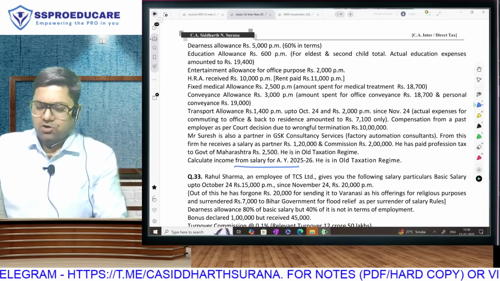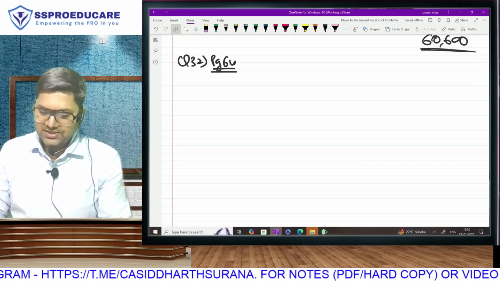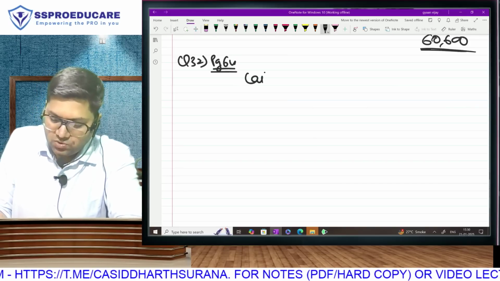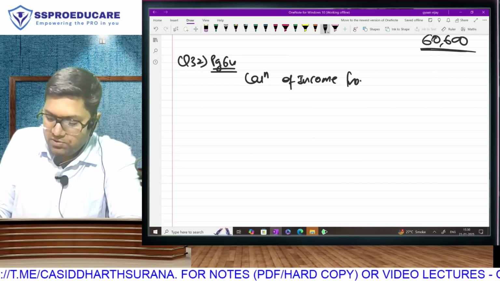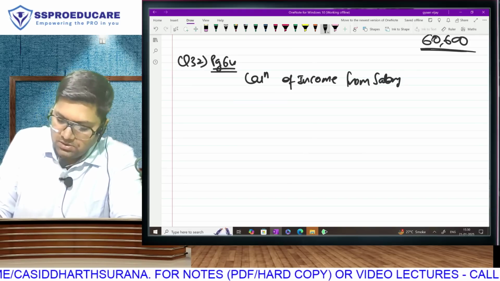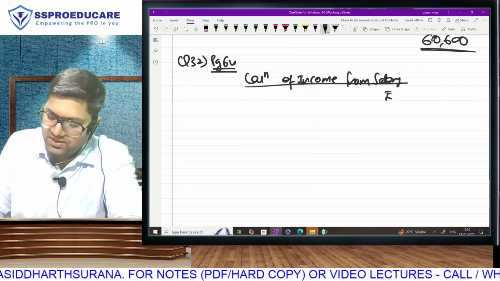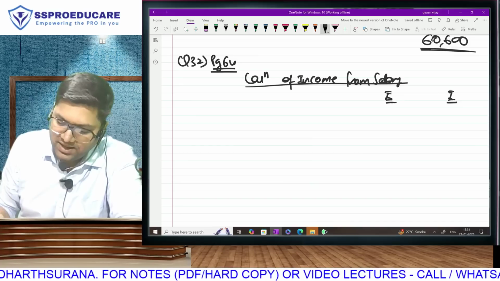So first, only think of the first thing given to you. Basic salary. They are asking us to do what? Calculation of income from salary. You all are aware of the pro forma, particulars and two columns. Whatever has exemption, we will write in the inner column. Whatever does not have exemption, we will directly write in the outer column.